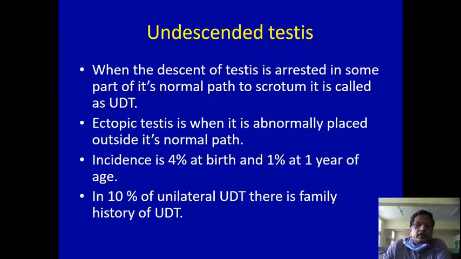See, what is called undescended testis is when the testis descent is arrested in some part of its normal path to the scrotum. But if the testis does descend through its normal path but does not reach the scrotum and reaches a different location, it is called ectopic testis.